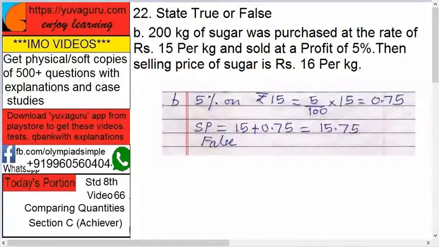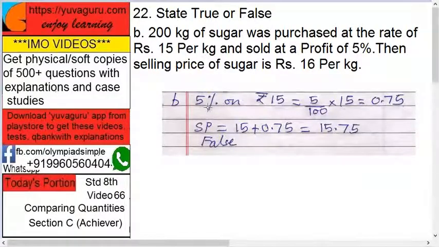Next. 200 kg of sugar was purchased at a rate of rupees 15 per kg and sold at 5% profit. Then the selling price of the sugar is rupees 16 per kg. We have to find it true or false. Here cost price is given. This 200 kg has no meaning because we want it per kg only. So cost price is 15 per kg.